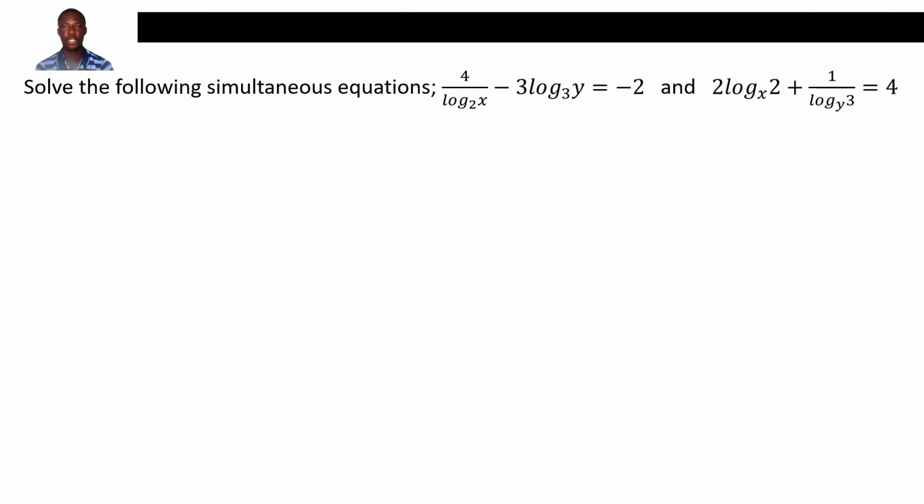Solve the following simultaneous equations. Okay, so solution.